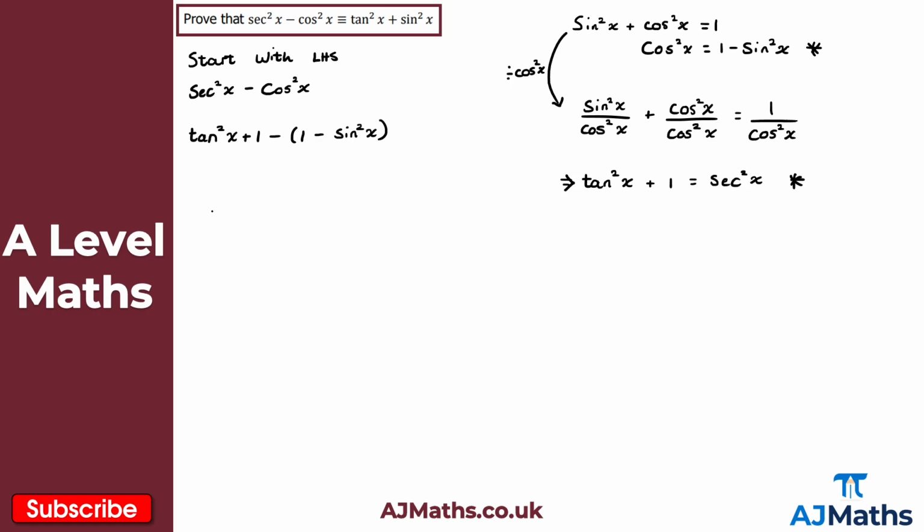Clearly now, 1 minus 1, they'll cancel. I've got tan squared x minus sine squared x. So minus over minus becomes plus. So what we've got here then is tan squared x plus sine squared x, as required. And there we have it. So that's the solution to question 2.